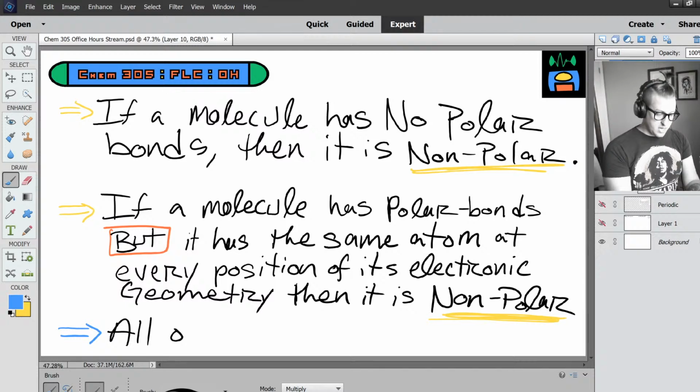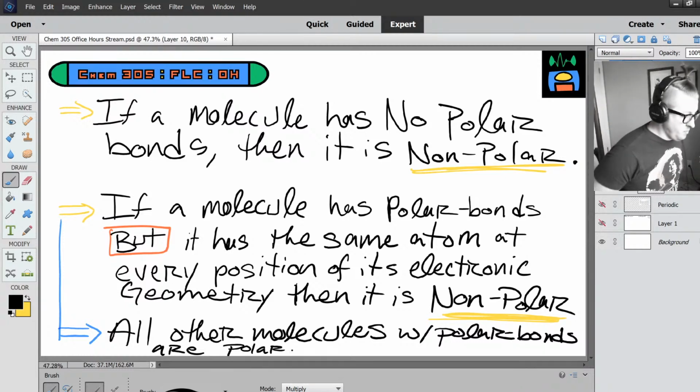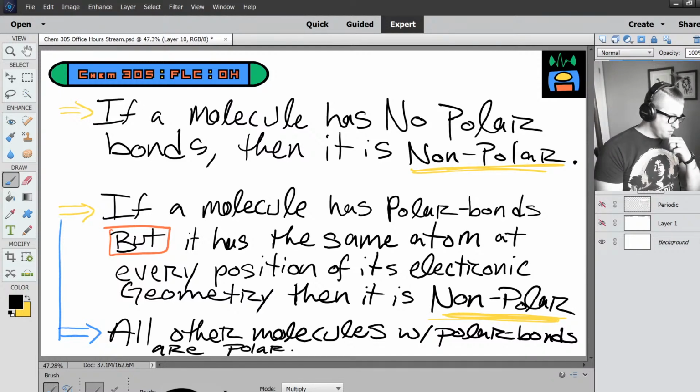So this one kind of flows out of the first. All other molecules with polar bonds are polar. All right. So this is the slide that you need to determine whether or not a molecule is polar.